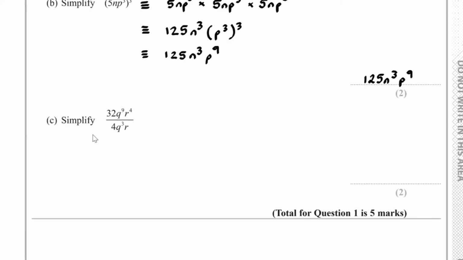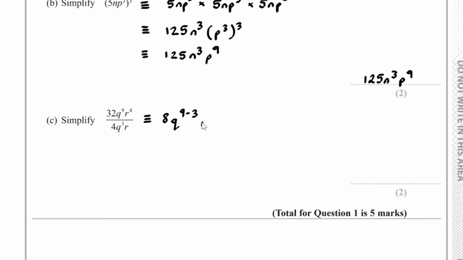And now for part C, we have to simplify 32 q to the 9 r to the 4 divided by 4 q cubed multiplied by r. Well, 32 divided by 4, that's 8. And then we have q to the 9 divided by q cubed. Well, that's q to the 9 subtract 3. When we have the same base and we divide, we subtract the powers.